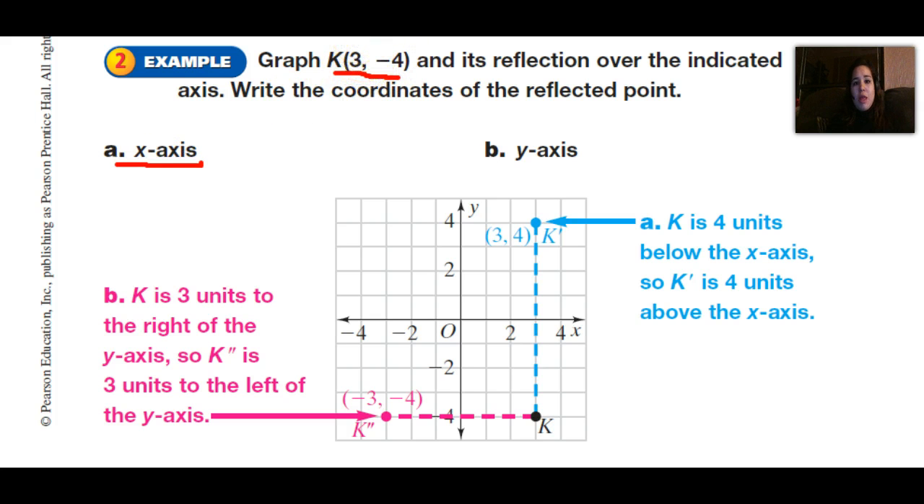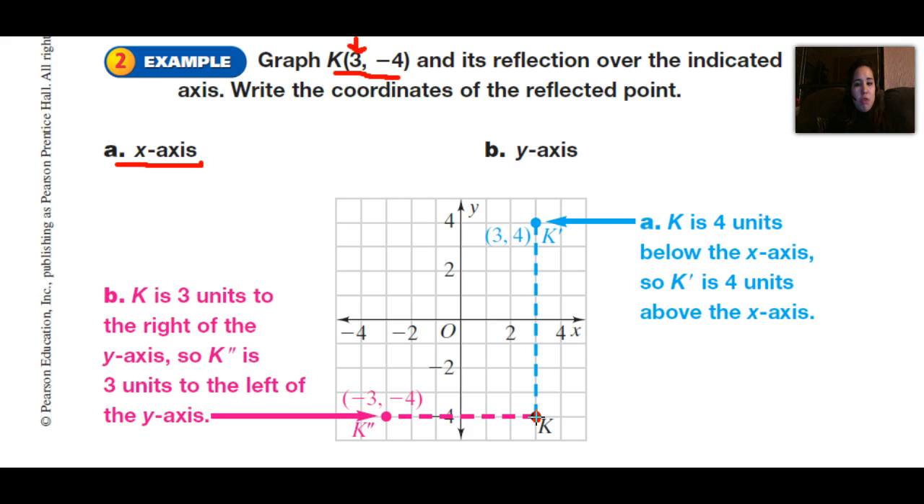So remember, this tells me to first go +3. Remember, a positive number in the x tells me to go right. So I'm going to go +3, so I'm right here. And then this y tells me to go 4 down because it's negative, so I go 4 down. And here is my point K.